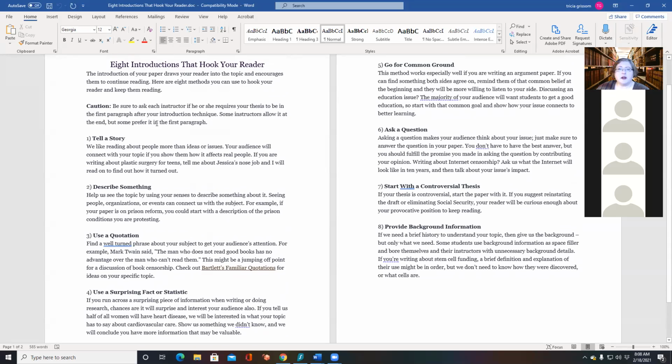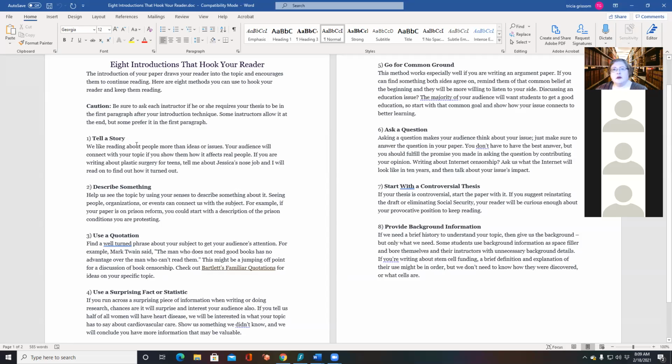Be cautious. Like I said, most academic assignments require your thesis to be in the first part of your paper, in between that first and second paragraph. So if you do, I'm giving you permission to put your thesis at the end for this literacy essay that you're working on for Monday. But be sure, because most instructors are going to expect it to be up front. So it's going to be after your intro technique.